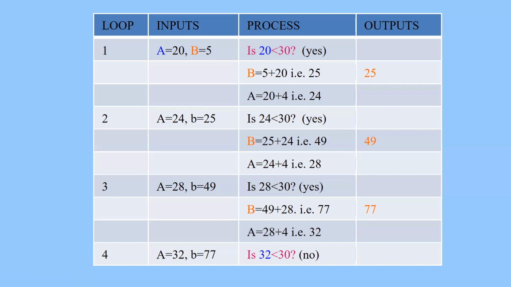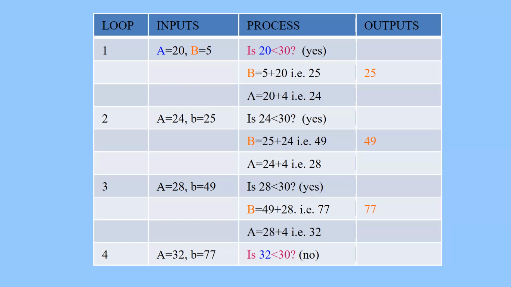Then the program repeats. So is the current value of A, 24, less than 30? If yes, then get the current value of A, which is 24, and add to the current value of B, which is 25. That will give you 49. So display 49. Then get 4 and add to the current content of memory location A, that is 24. That gives 28. Next round is 28.